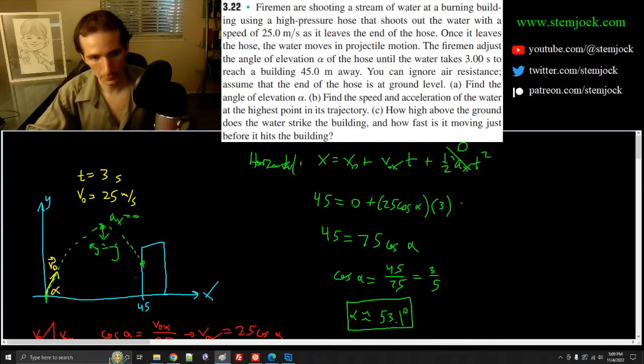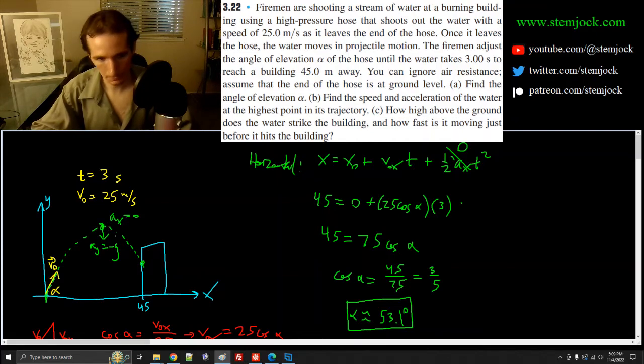G is the acceleration due to gravity. That's the only force that acts on the water. And because I define my positive y-axis pointing up and gravity points down, that's why there's a minus sign here. So these are the components of acceleration of the water at the highest point.